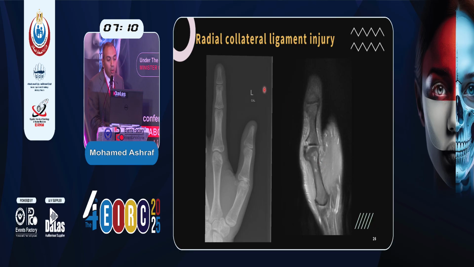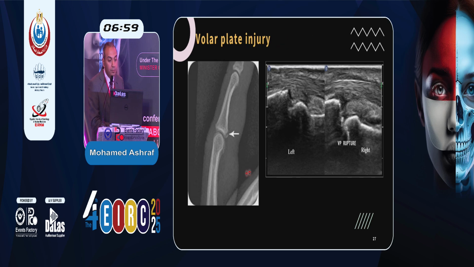This is a case of radial collateral ligament injury. Here we can see the avulsed bony fragment, and this is the ligament. This is a case of volar plate injury associated with a small avulsion fracture. In ultrasound, this is the normal side, and this is the abnormal side. This is an avulsion fracture, and the volar plate is not seen in its normal anatomical site.